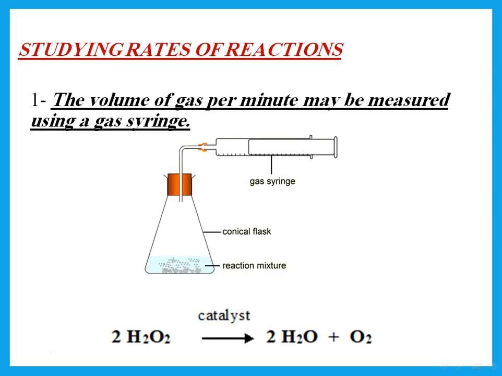How do we study the rate of a reaction? If we have a reaction that's giving out a gas, then what we can do is measure the volume of gas every minute using a gas syringe. So you put the reaction mixture in a flask connected to a gas syringe, and you measure the volume of gas every minute.